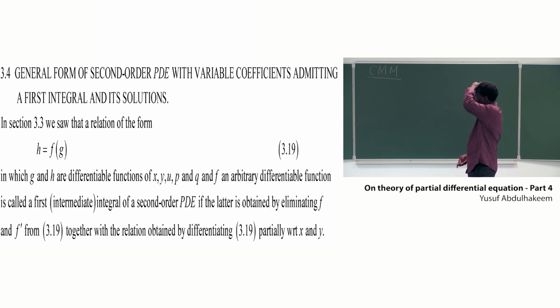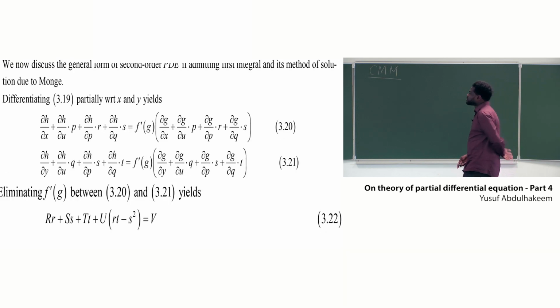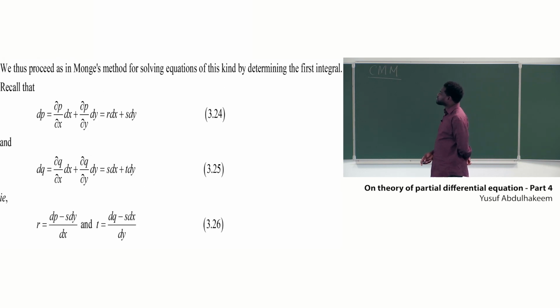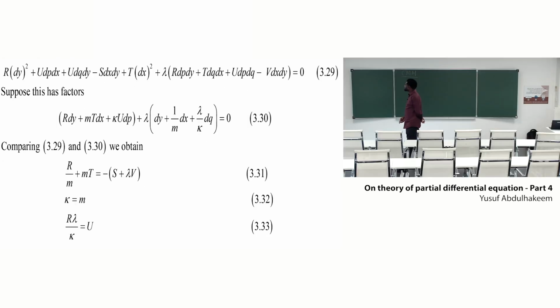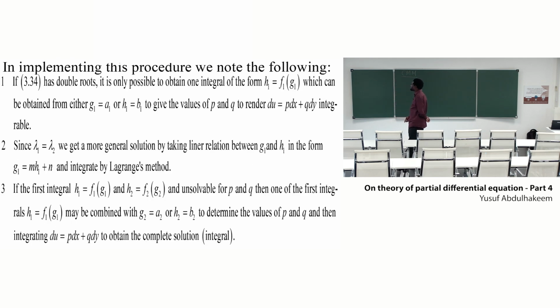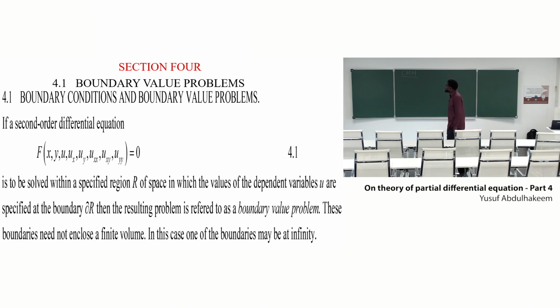Then the general form of second order with variable coefficient admitting a first order integral and its solution. So we talk about all these also. All these are all about transformation. We introduce all those transforms to solve the differential equation. And then we say that in implementing this procedure, we note these three key points here, which we explained earlier.